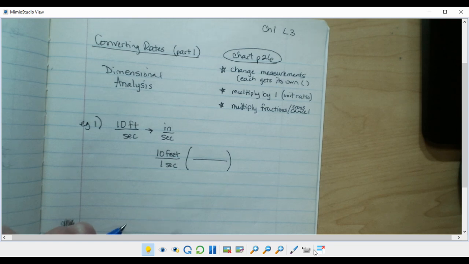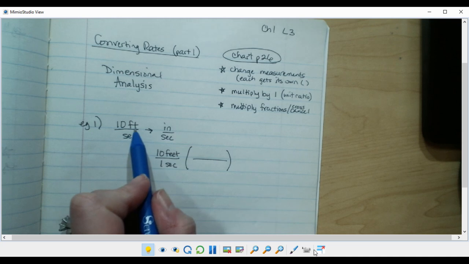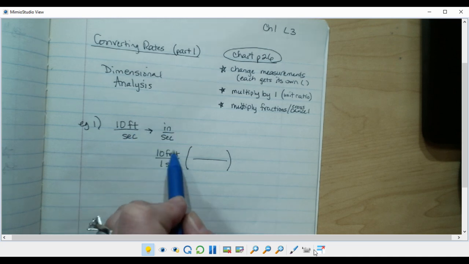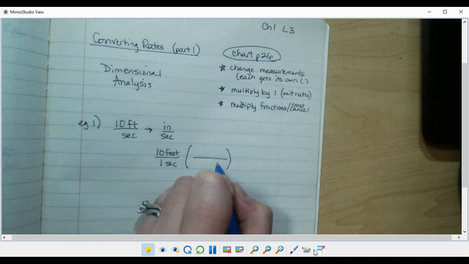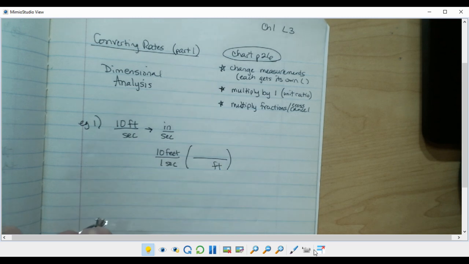Now, in order to cancel things out in a fraction, you need to have it on the top and you need to have it on the bottom. I'm hoping to get rid of feet, right? I'm hoping to switch it to inches. So right now, since feet is on the top, I'm going to put feet on the bottom. That will let me cancel it out in a moment when I'm ready. In its place, I'm switching to inches, so I'll put that on top.